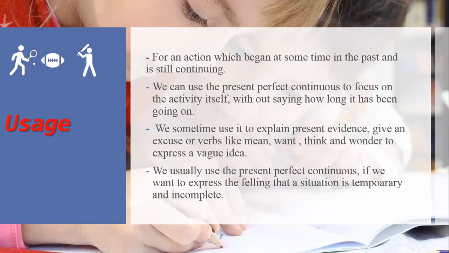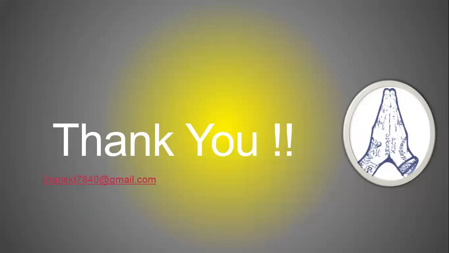And we usually use the present perfect continuous if we want to express the feeling that a situation is temporary or an incomplete process. So the conclusion and the main idea of present perfect continuous tense is that it is the form of verb that talks about the action which already began, which already started, but is still a continuous process, still an ongoing process. So that's all. Thank you, everyone.